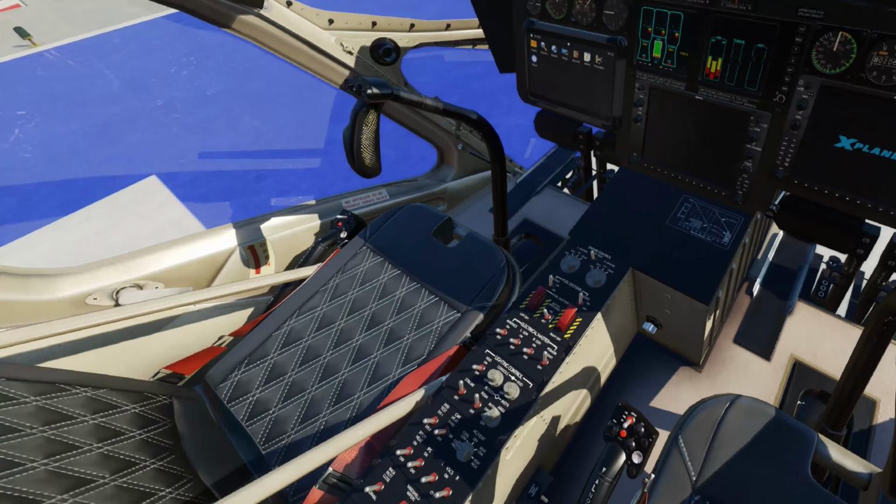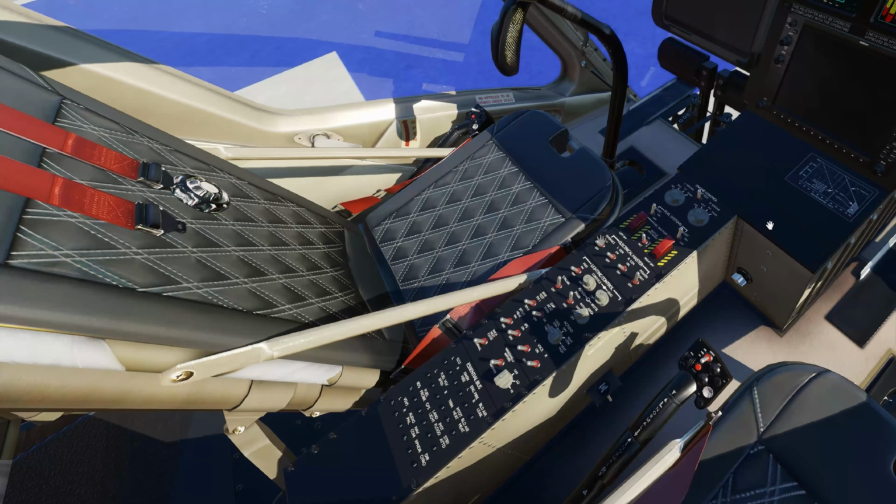Let's get it started and go for a quick HEMS flight around Tahiti.